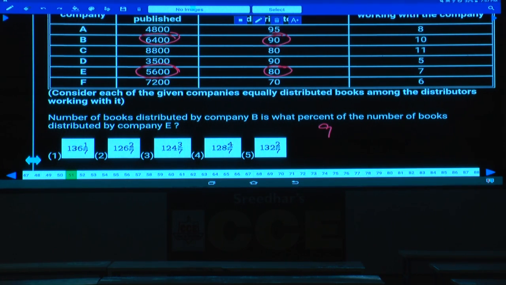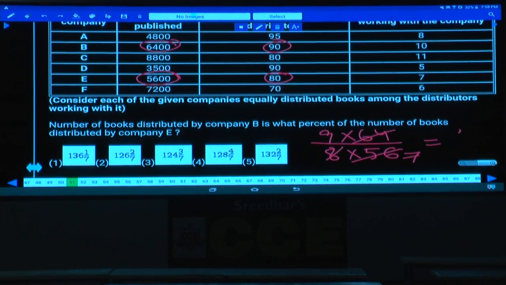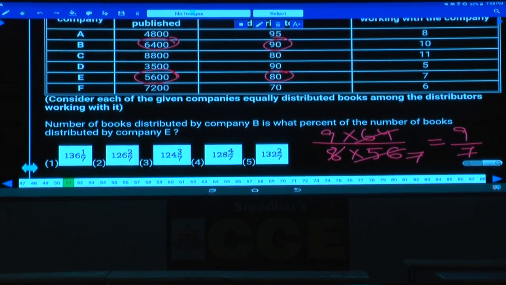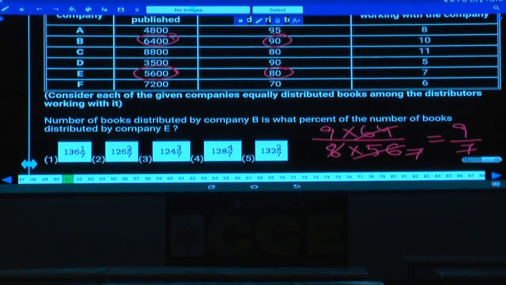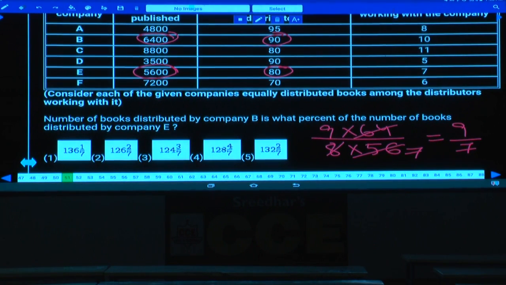Write the remaining numbers. 9 into 64 by 8 into 56. 8 how many times? 8 times. 8 how many times? 7 times. So final value is 9 by 7. 9 by 7 in the sense 1 plus 2 by 7. 1 in percentage is 100%. 2 by 7 can be written as 2 into 1 by 7. 1 by 7 is 14 2 by 7. Into 2, 28, 4 by 7. Answer 128, 4 by 7.